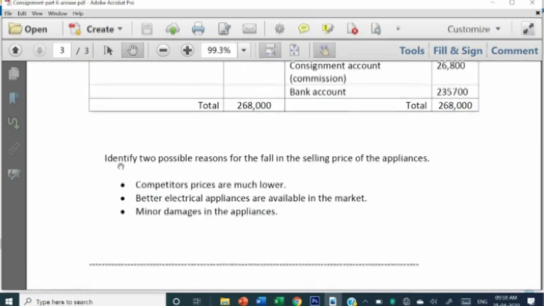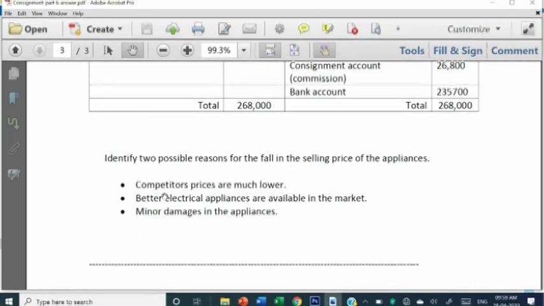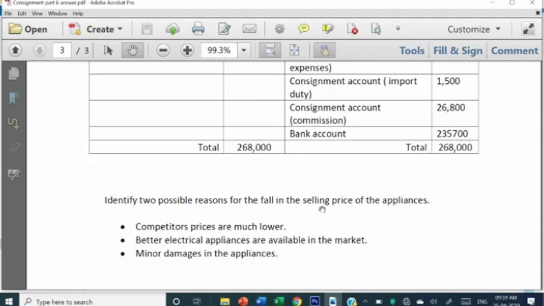So there is one more question. Identify two possible reasons for the fall in selling price of the appliances. The possible reasons could be competitor prices are much lower than this. Better electrical appliances are available in the market, or there may be newer versions available. There may be minor damages in the appliances, and hence the consignee was forced to reduce the selling price.